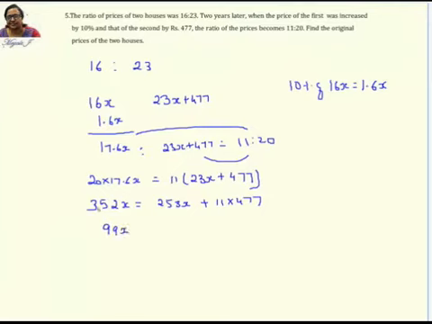Is it clear? 99. When I make it as 252, I'll consider this as 252 plus 1. So when this comes here, this will become minus 252 minus 1. So 352 minus 252 is 100, again minus 1 is 99, which is equal to 11 into 477. Now I can cancel this directly and say this is 9. So x equals 477 by 9. How much is it? 53. And what is the question asking?